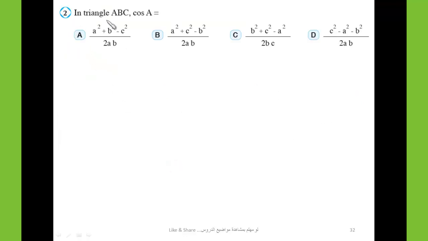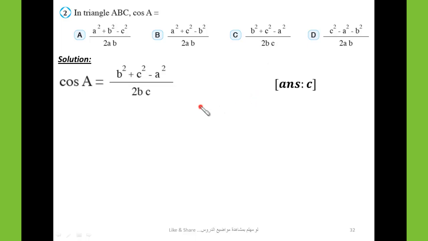2. In triangle ABC, cosine A equals one of these. We know that the rule is cosine A equals (B squared plus C squared minus A squared) over 2BC. And this form is in C, B squared plus C squared minus A squared over 2BC. And the answer is C.